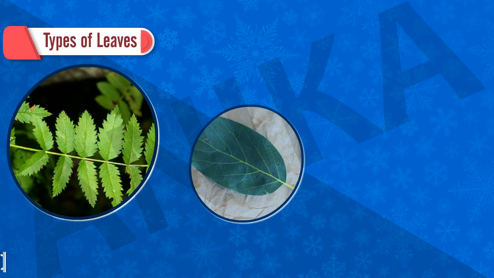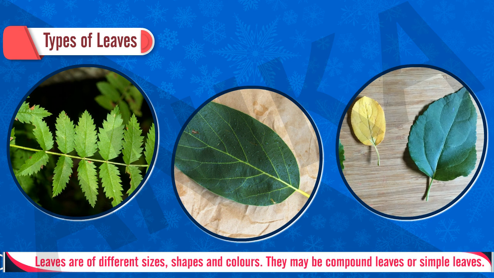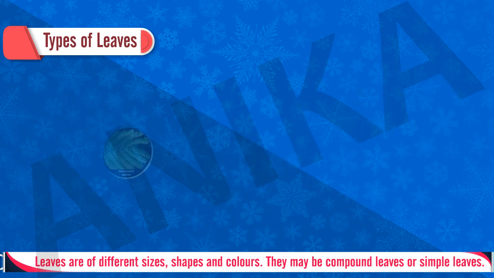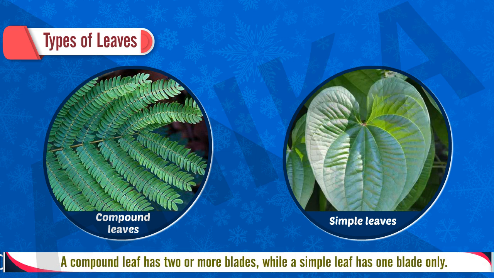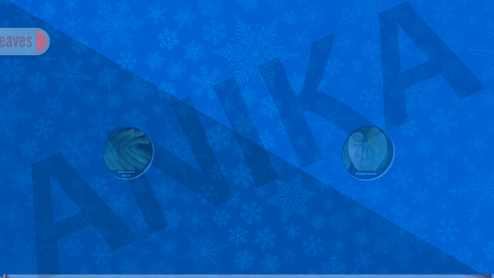Types of leaves. Leaves are of different sizes, shapes and colors. They may be compound leaves or simple leaves. A compound leaf has 2 or more blades, while simple leaf has 1 blade only.